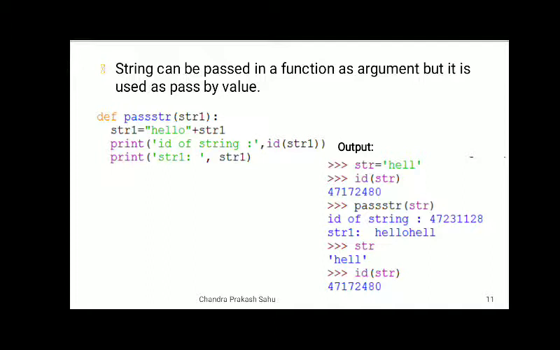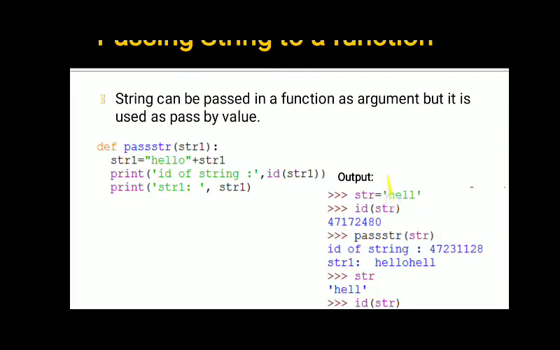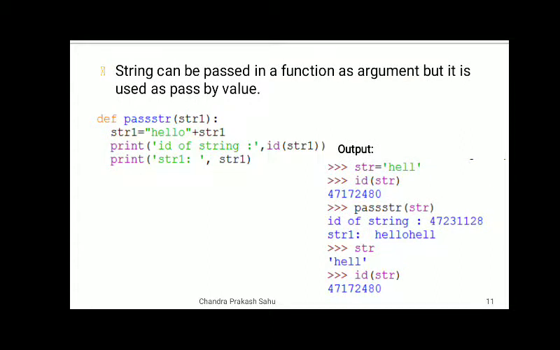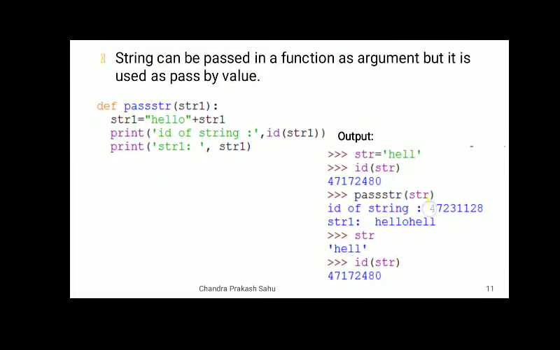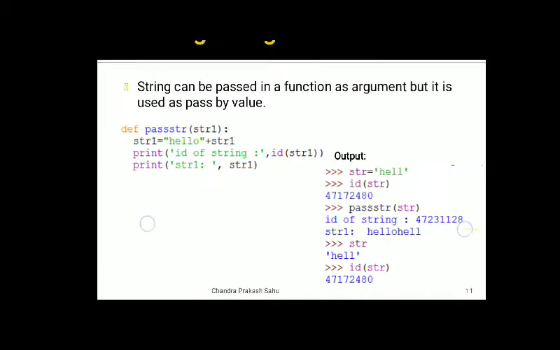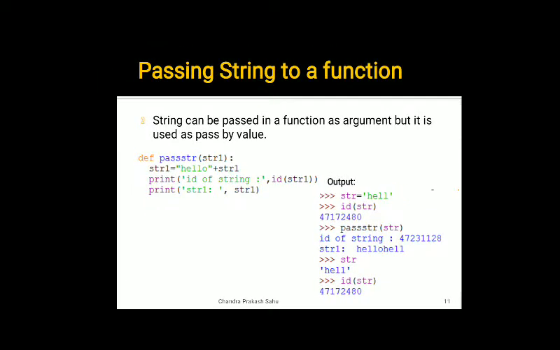When you write str equals hell in the console, an object hell is created inside memory and it is given the name str. When you write id of str, you get the id of that string object hell. Then in the next line the function pass str is called, and it is passed the str object. It invokes this function and its first line is executed.